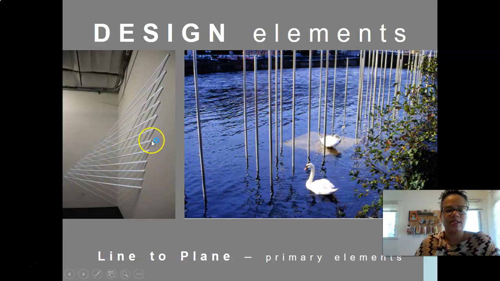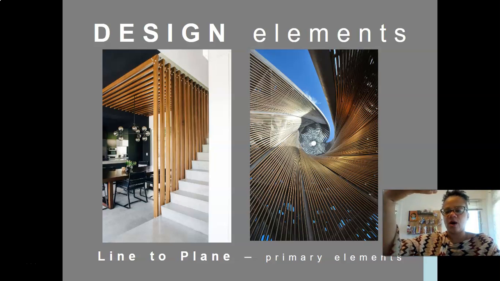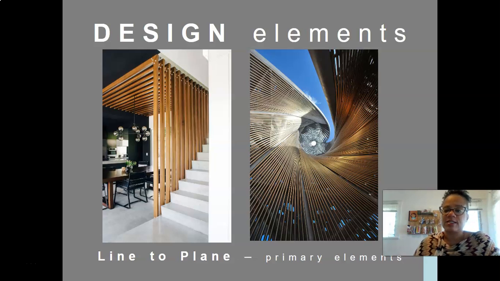When I look at these lines in this piece of art, I know for sure that over here is where I'm not supposed to be, right? It becomes a different space, as opposed to here is the gallery. So lines becoming planes. So here we have a stairwell where instead of having a solid wall, they've created these lines that go up and act as the wall, but then they also bend and act as a ceiling. Okay, so line to plane.